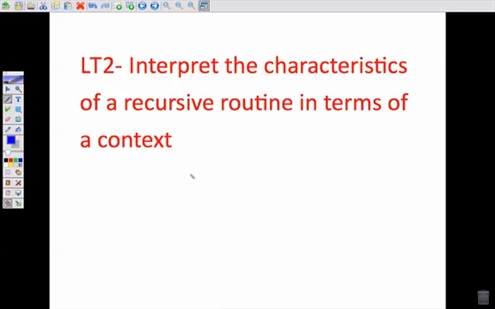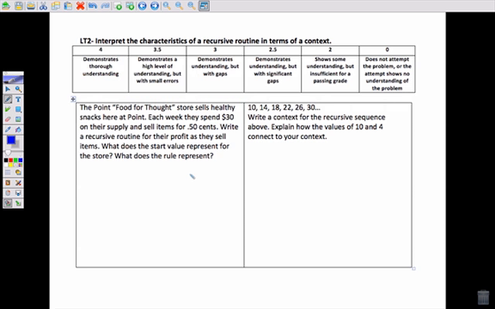Alright, here's your learning target 2 retake video. Interpret the characteristics of a recursive routine in terms of a context. So here were the test problems.